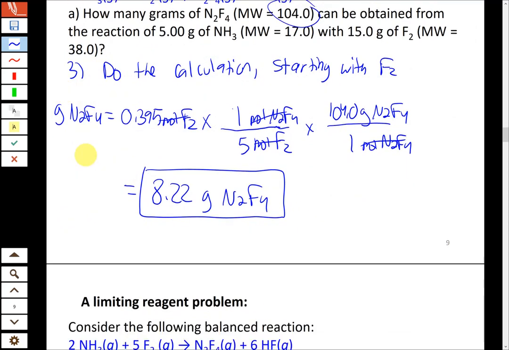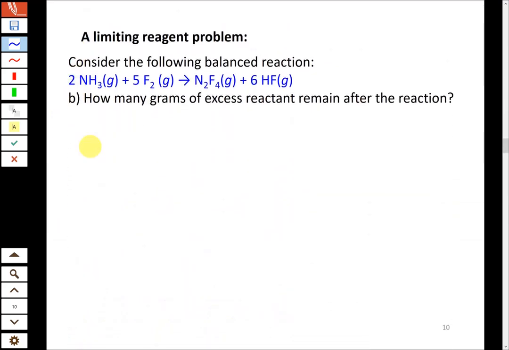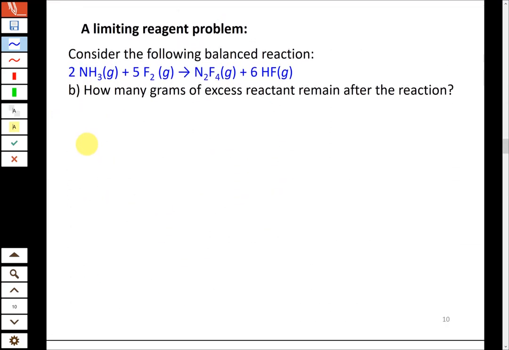Now the next part of this question, which is the same problem, is how many grams of excess reactant remain after the reaction. The limiting reactant is the one that reacts completely, so after the reaction, there will be 0 limiting reactant left. We determined that F2 is our limiting reactant. So once the reaction's over, we form some N2F4 and HF. There's going to be no F2 left over because it's our limiting reactant. But the other one that's not limiting is in excess, meaning that some of it will be left over. So NH3 is going to be our excess reactant.